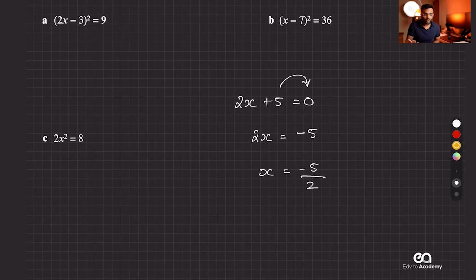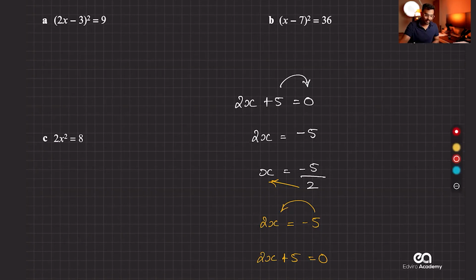So if you guys were to reverse this, what would you do? You cross multiply that 2. So you get 2x equal to minus 5. And then you move the 5 back. So 2x plus 5 equal to 0. Got it? Did you guys understand? So I did these steps and I went the reverse way. I just put all the numbers together with x.